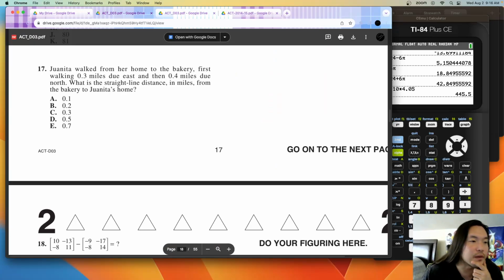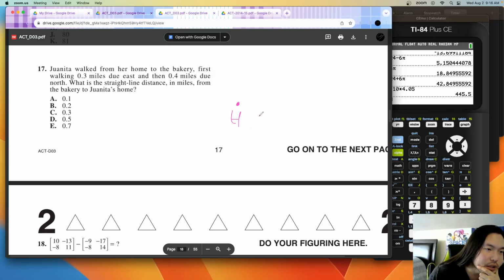This one, okay, so we have Juanita. There's a home. Let's say this is Juanita's home. She walks east 0.3 miles, okay? And then she walks north 0.4 miles.